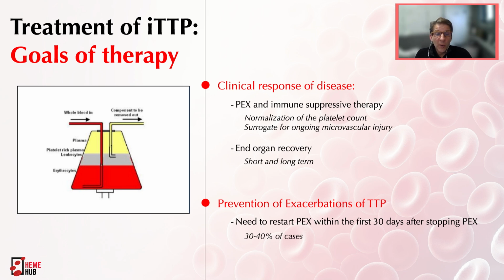So the first goal we have is to correct the platelet count and normalize or have a normal LDH, which along the way should also help with end organ recovery. Both short term, what we're talking about, mental status changes, kidney injury, but also some longer term issues that we might talk about later. So I tell patients the first thing we want to do is correct these defects with the plasma exchange, and we'll talk about immune suppressive therapy and other measures.